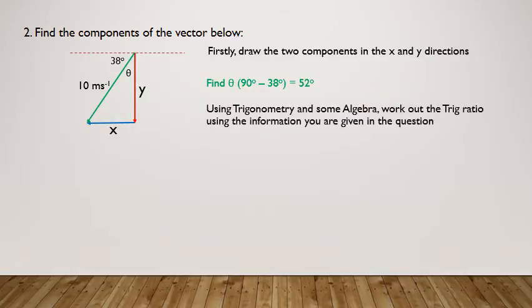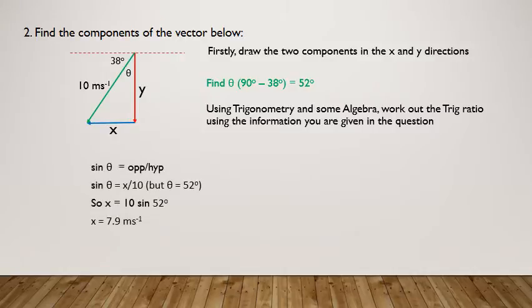Proceed as we did before using some trig and some simple algebra. So we work out the ratios using the information that we're given in the question. So sine theta, opposite over hypotenuse. This time the opposite is x, the hypotenuse is 10. So sine theta, or sine of 52, is equal to x over 10. Multiply both sides by 10 and we're left with x is equal to 10 times the sine of 52 degrees, which gives us an answer of 7.9 meters per second.